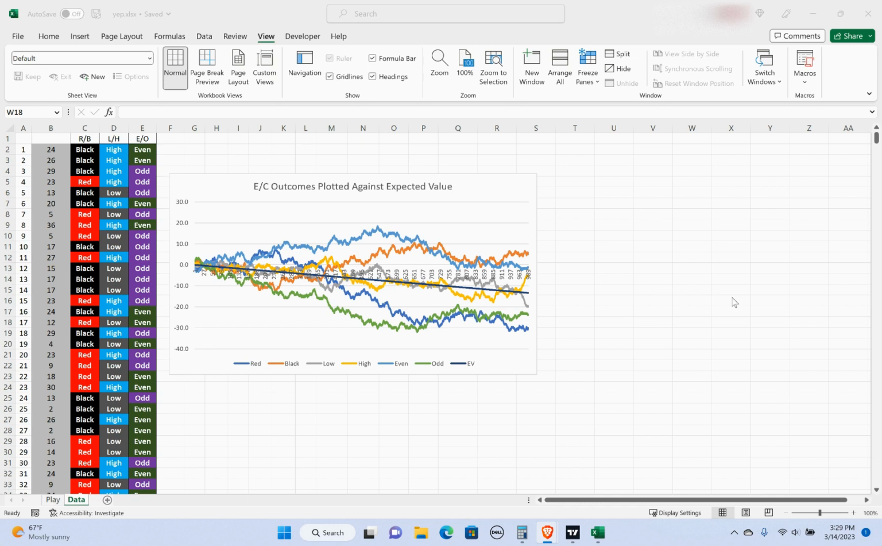So when it comes to creating a system to play, you've got two parts, right? You've got bet selection and progression. Today, I'm only going to talk about bet selection.